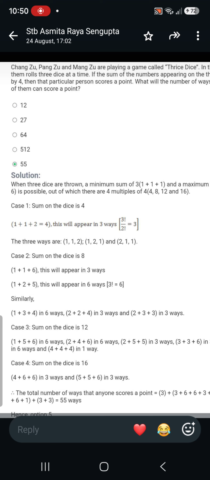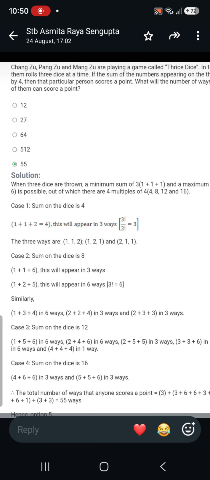Now we look at 1, 3 and 4, which will also give us 8. That can also happen in 6 ways. And 2, 2 and 4 will also give us 8. That can happen in 3 ways because 2 is repeated here. 2, 3, 3 can also happen in 3 ways because 3 is repeated here. So in case 2, where the sum on the dice is 8, the total number of ways will be 3, 6, 6, 3 and 3.